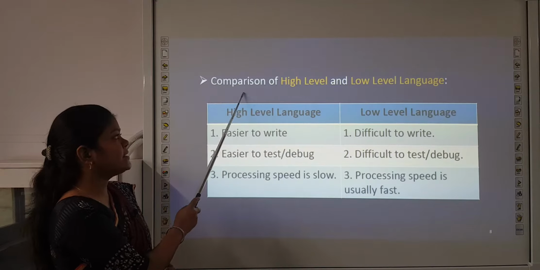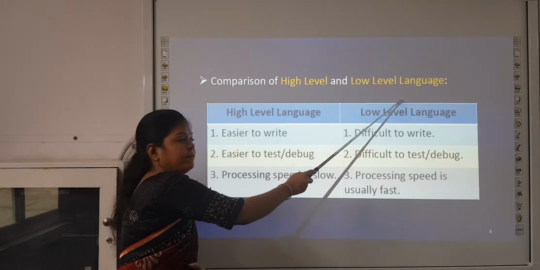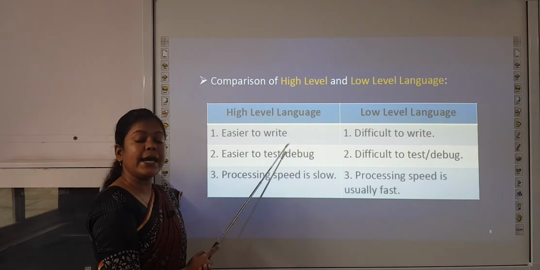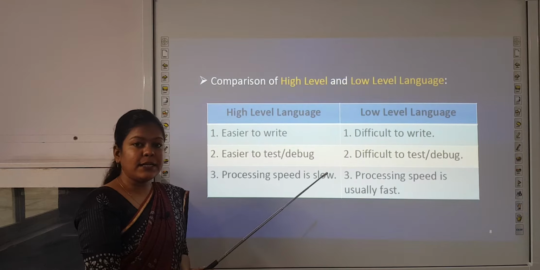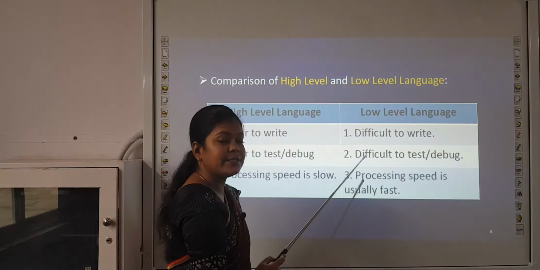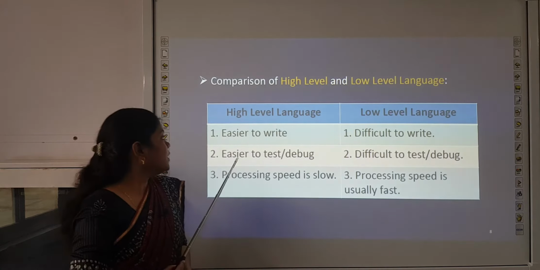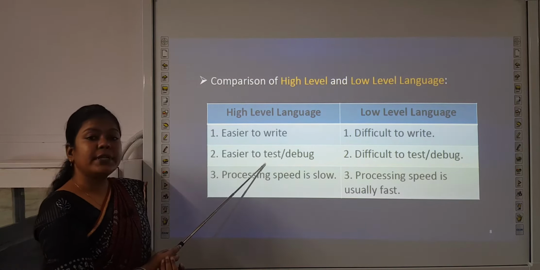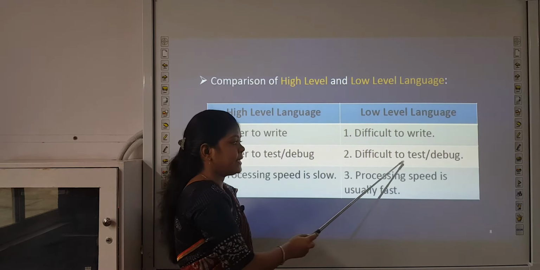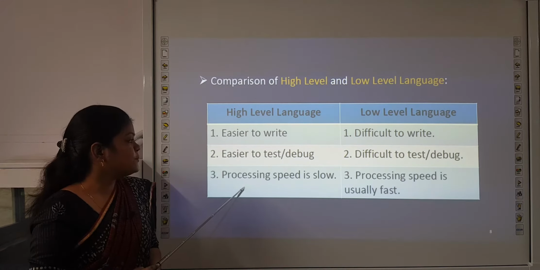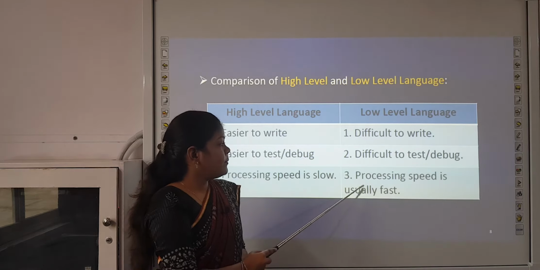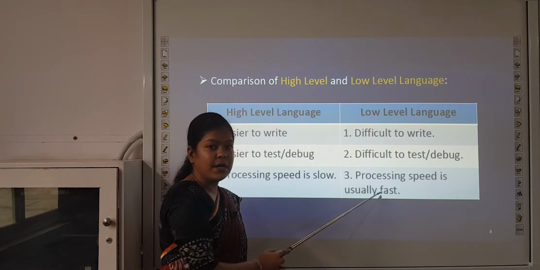Now we have a comparison of high level and low level language. High level language is easier to write as it uses words, letters and mathematical symbols, whereas low level language is difficult to write as it contains only 0s and 1s. High level language is easier to test and debug, whereas low level language is difficult to test and debug. Language processing speed is slow in high level language, whereas in low level language processing speed is usually fast.